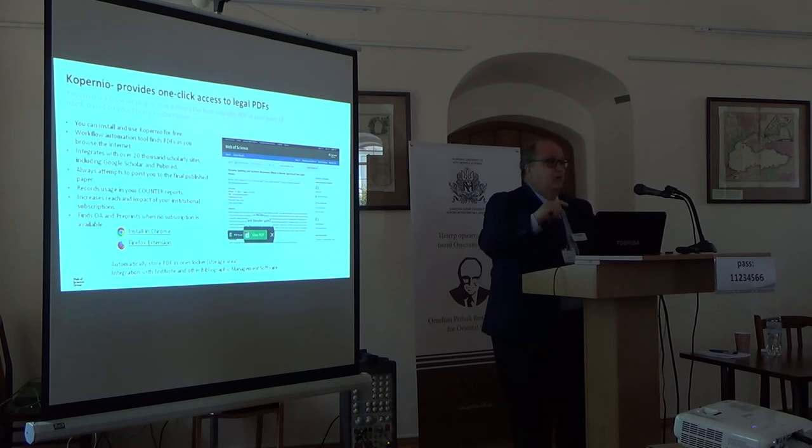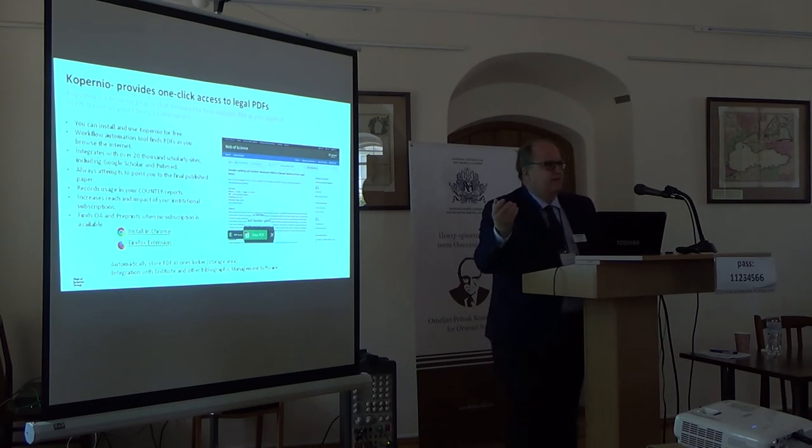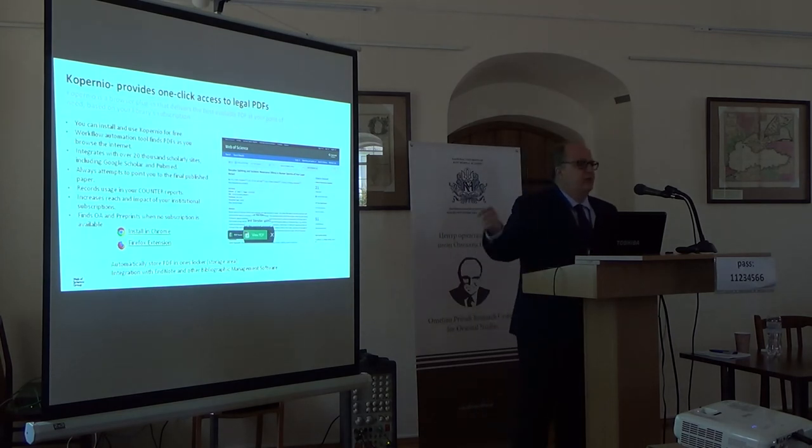And Kopernio will appear on the Web of Science page, and it will lead you to full text. It defaults to your library resources. So if you have subscriptions in your library, it actually defaults to those first, because you've paid for those, it's a return on your investment in the library. If it doesn't find a subscription, then it goes out looking for open access versions of that paper. And then finally, if it doesn't find the open access, it will search preprint servers and bring back that.